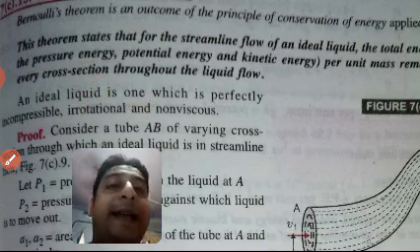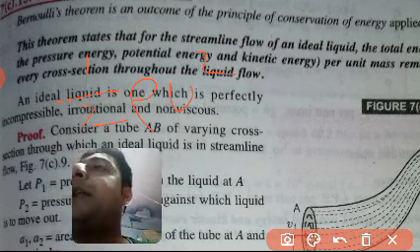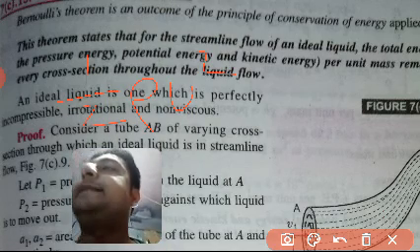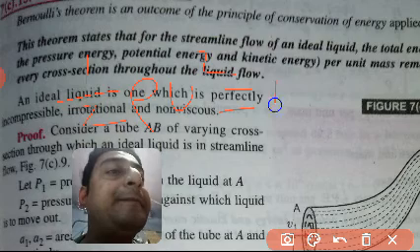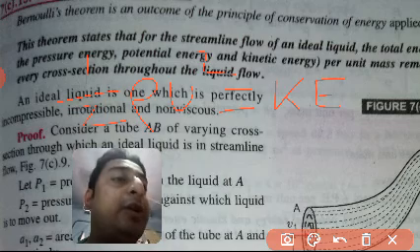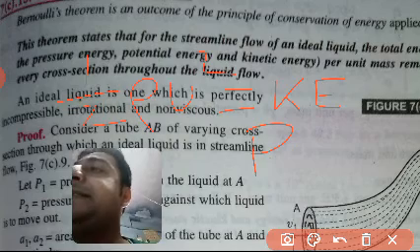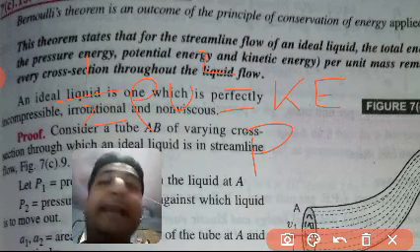in that case we can write that, according to the Bernoulli's theorem, the total energy includes half rho v square. What does it reckon? Half rho v square reckons as the kinetic energy. Pressure energy is equal to P, as I have already mentioned. And another energy remains, the potential energy, and that is equal to rho gh.